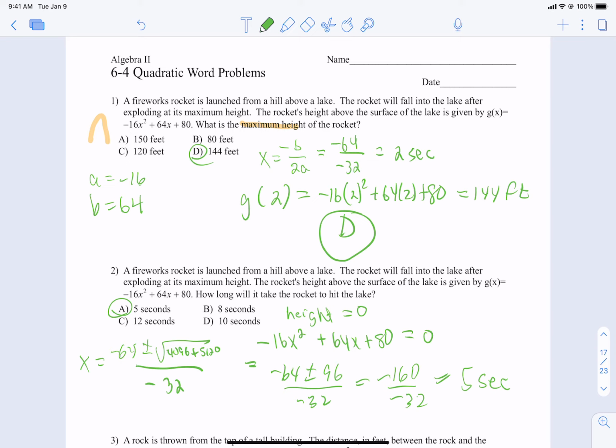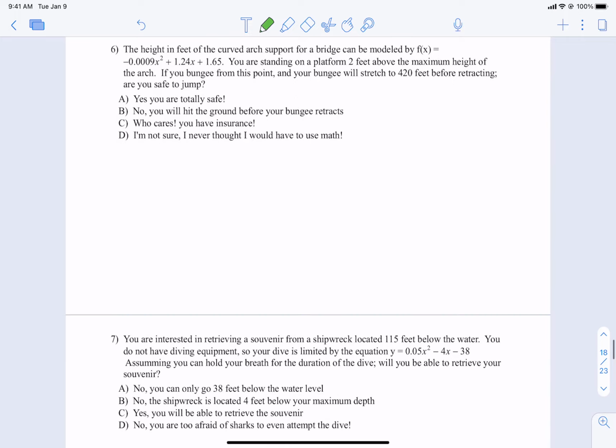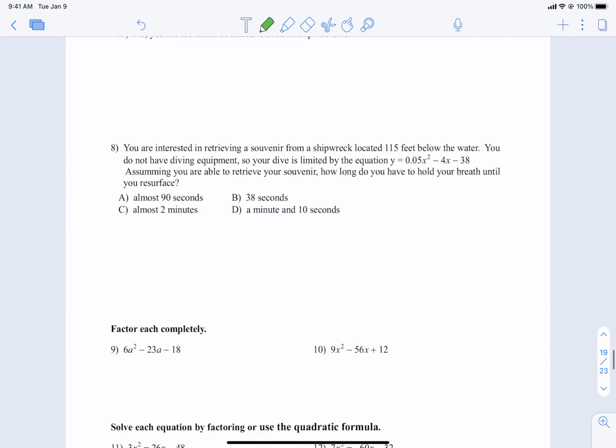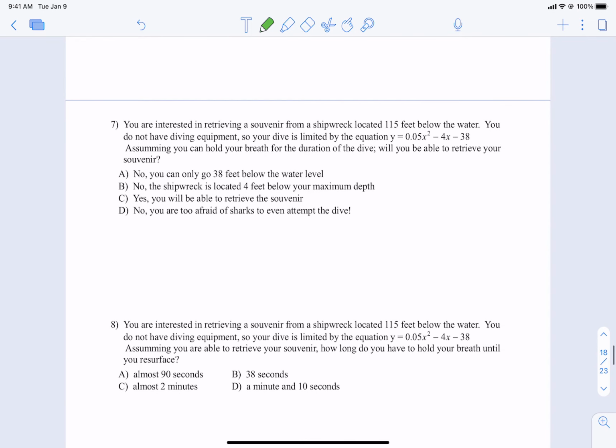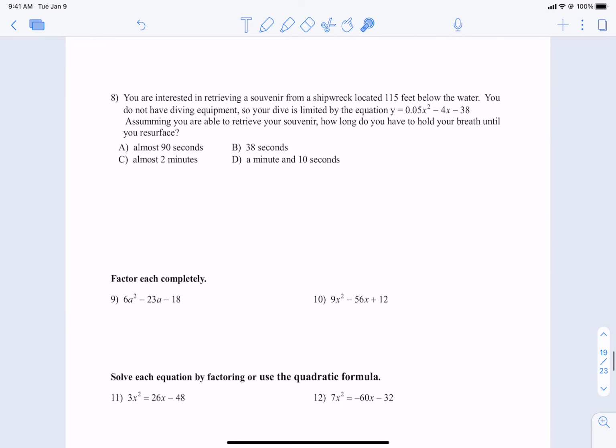Okay? Anybody have any questions about 1 or 2? Okay. So I want you to try 3 and 4 on your own, 5 and 6 on your own. I want you to try those. Try these word problems. It's a very similar idea to what we just did. You have to do the souvenir, shipwreck, scuba diving twice. You got to do the superhero. Just give them a shot.